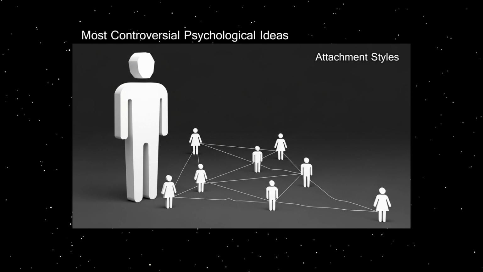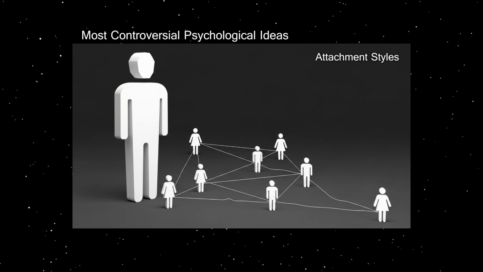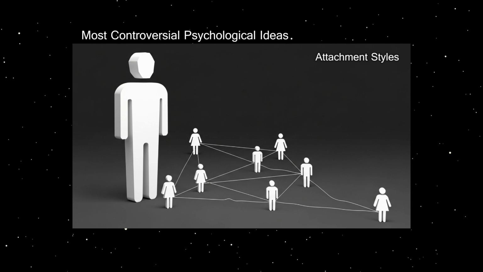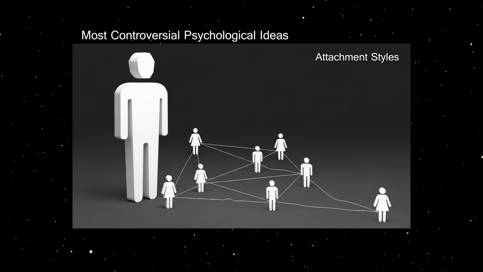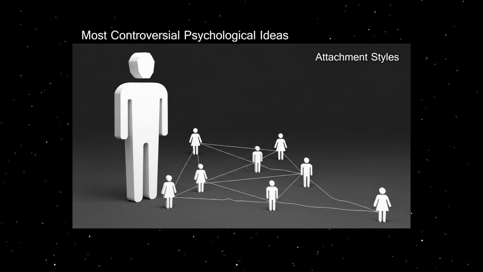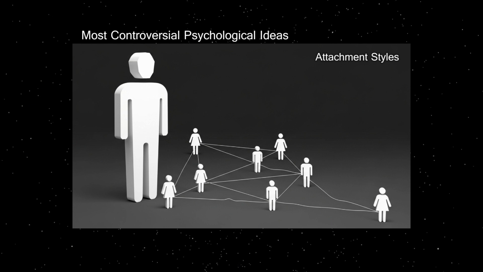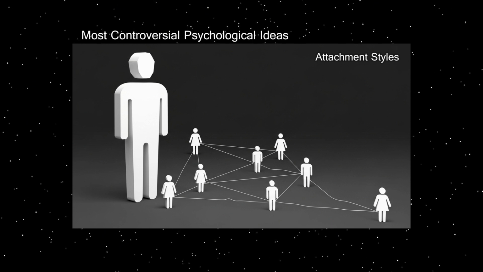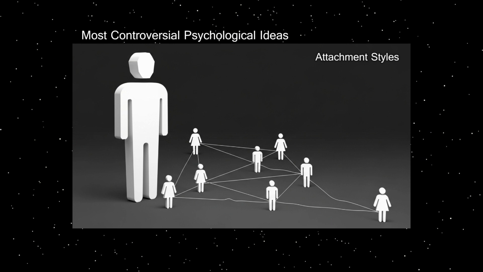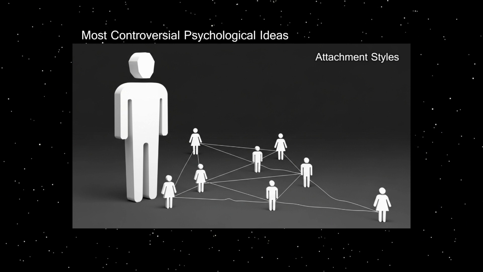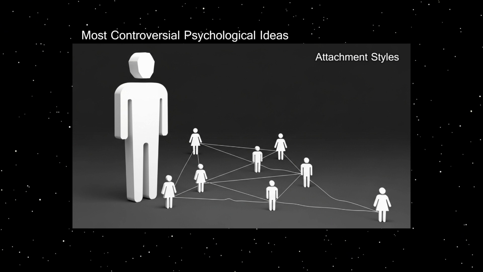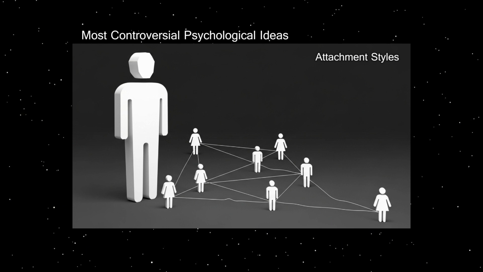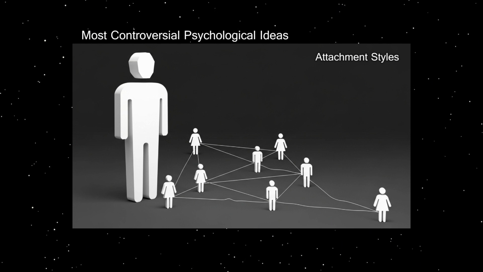The term earned security has emerged to describe those who shift toward more secure styles over time through reflection, healing, and positive relational experiences. Another critique involves the tendency to oversimplify complex human behavior into categories. Attachment styles are often presented in binary or categorical terms, but in practice, they exist on a continuum. Most people do not fit neatly into a single style, and their behavior may vary across different relationships and life stages. Moreover, cultural factors play a significant role in shaping attachment behaviors.